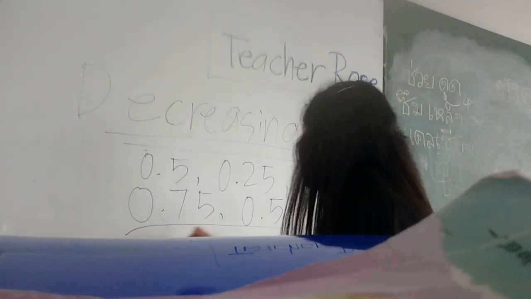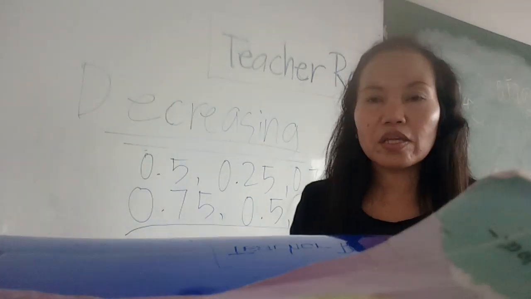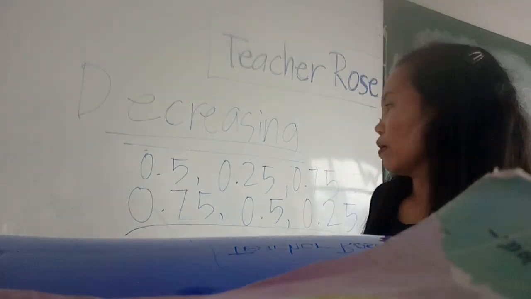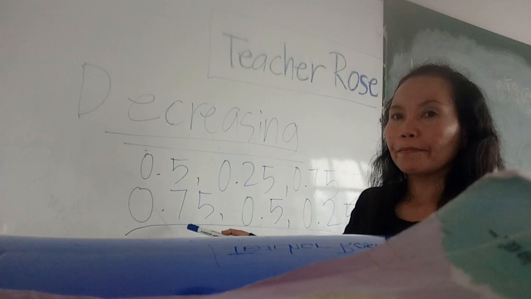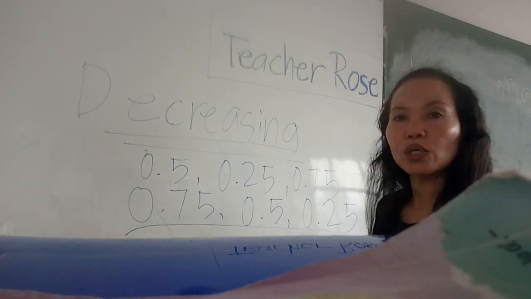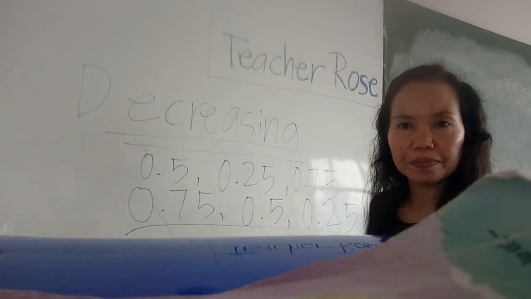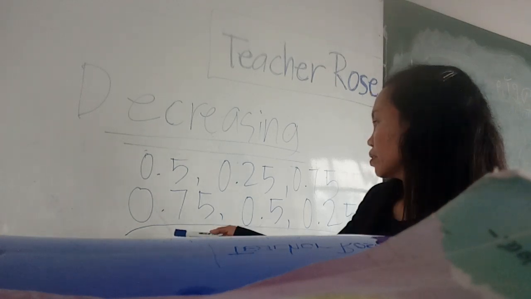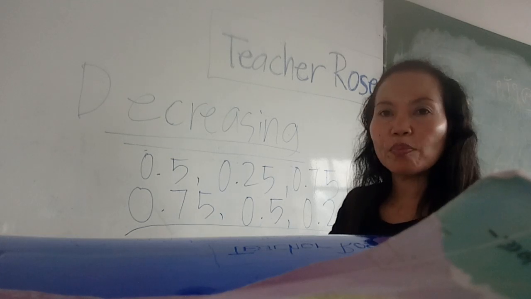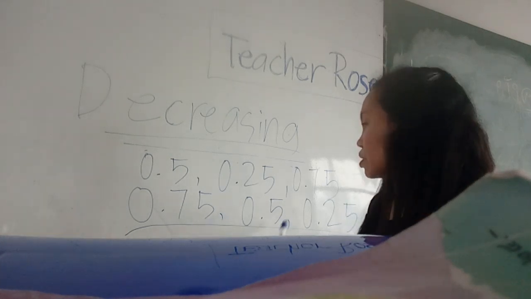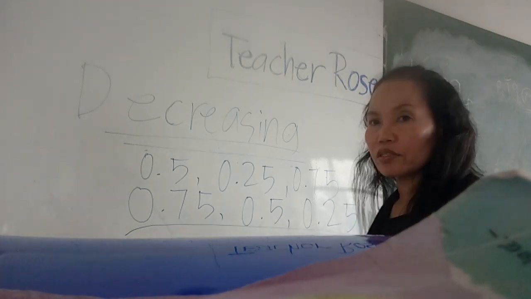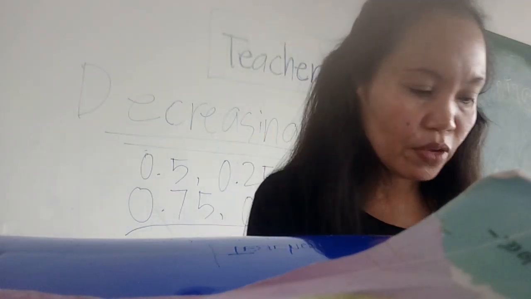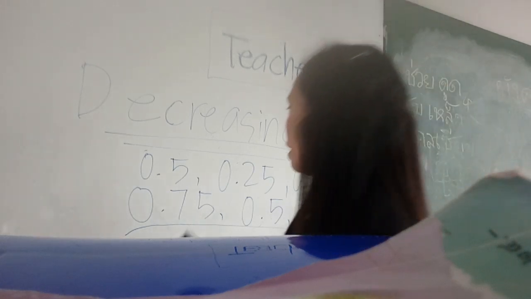This is how we are going to arrange the decimal numbers in decreasing order from biggest down to lowest. I mean smallest. Okay? So again, 0.75, 0.5, and 0.25. Very good. Let me give you another example.